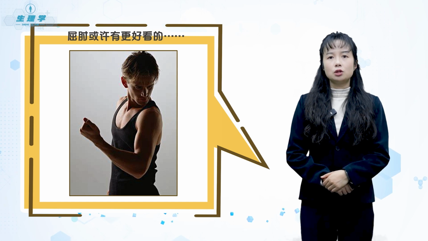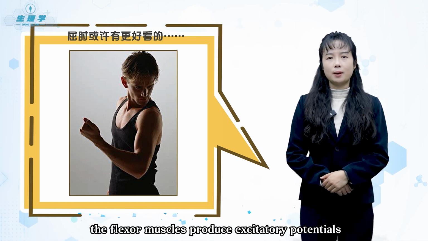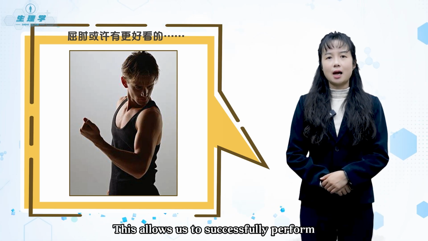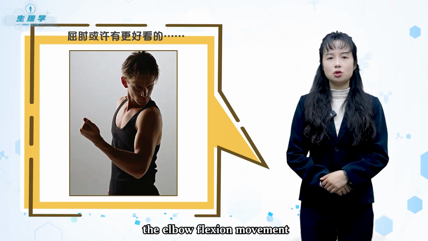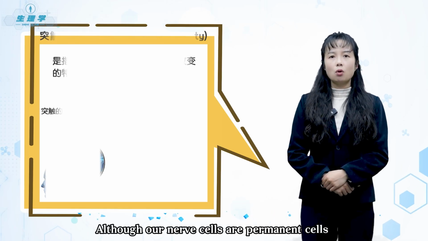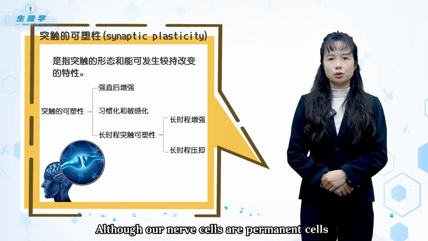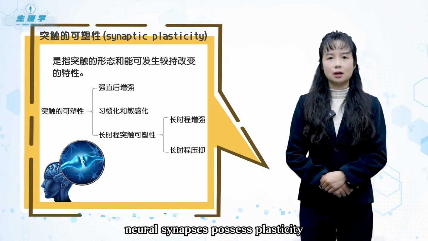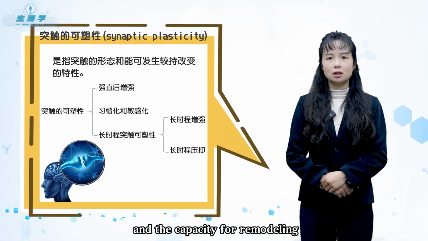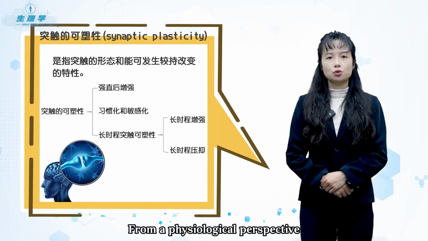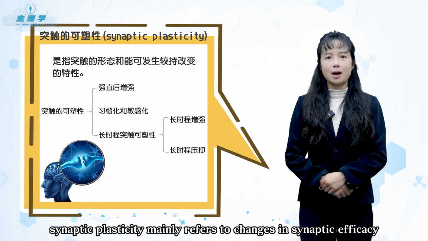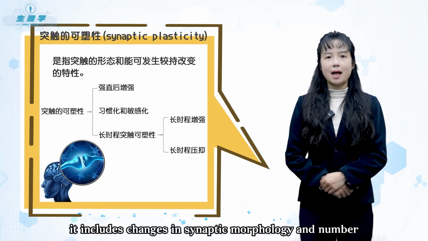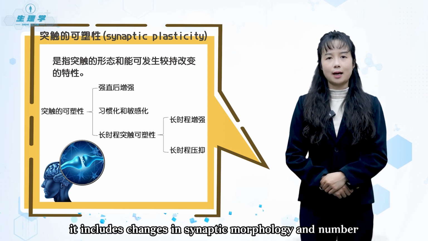For example, during elbow flexion, the neurons controlling the flexor muscles produce excitatory potentials. This allows us to successfully perform the elbow flexion movement. Although our nerve cells are permanent cells and lack the ability to regenerate, neural synapses possess plasticity and the capacity for remodeling. From a physiological perspective, synaptic plasticity mainly refers to changes in synaptic efficacy. Additionally, it includes changes in synaptic morphology and number.